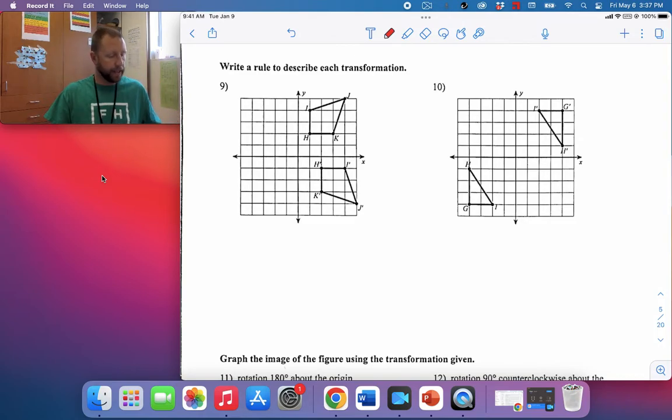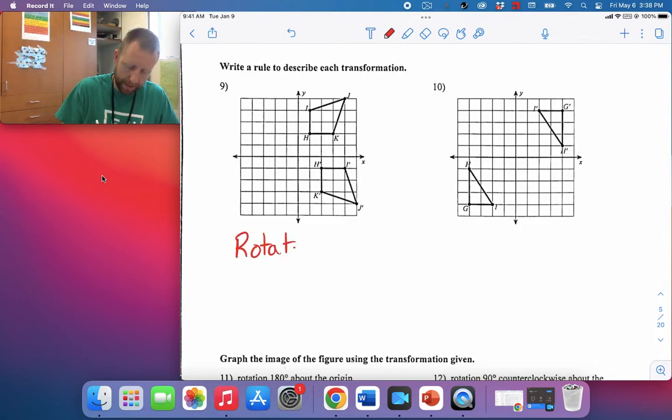So for page 3, now we're talking about a new transformation, and I can tell it's a new transformation because I can't just flip that HIJK shape down to form the other one because they don't line up vertically. I can't just slide it. It's not the same orientation. The third transformation that we're going to talk about today is rotation. Okay, so I can see that this is a rotation, so I'll put rotate.